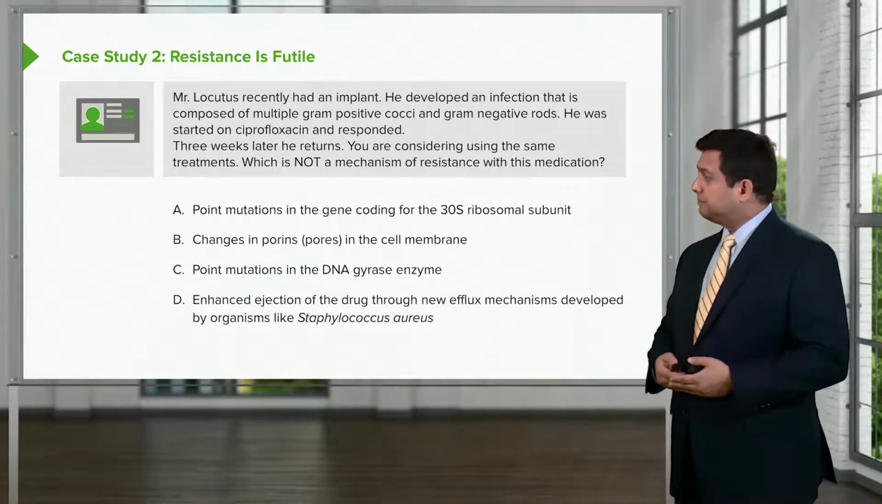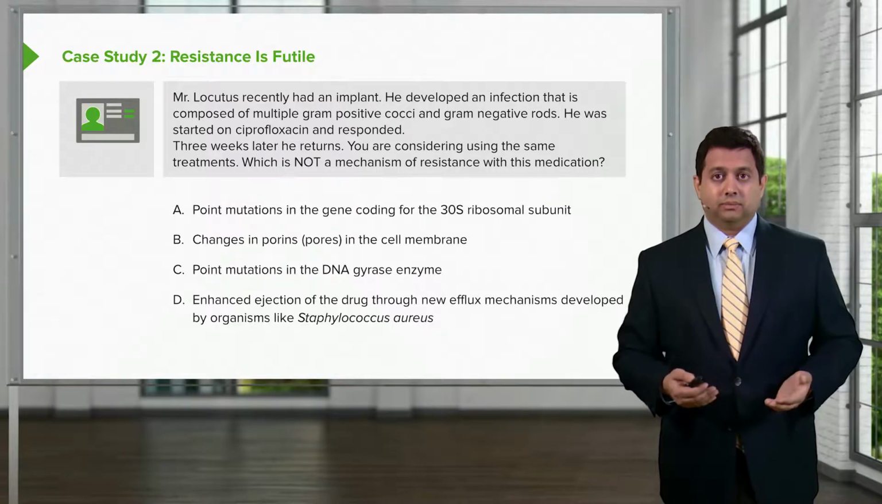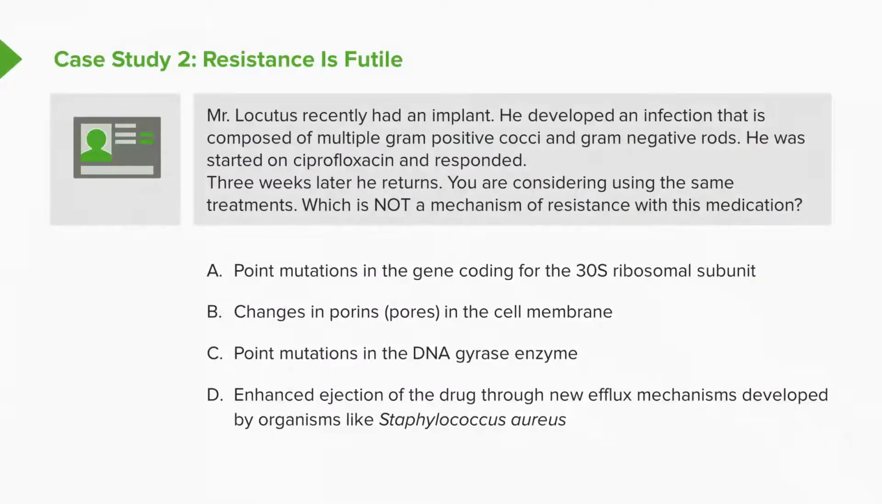Is it A, point mutations in the gene coding for the 30S ribosomal subunit? Is it B, changes in porins or pores in the cell membrane? Is it C, point mutations in the DNA gyrase enzyme? And is it D, enhanced ejection of the drug through new efflux mechanisms developed by organisms like Staph aureus?